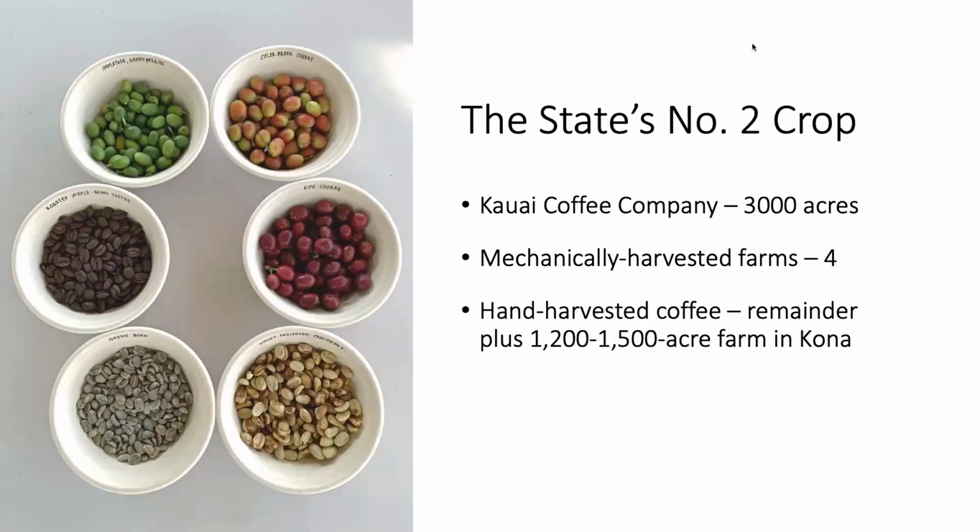Coffee is the state's number 2 most valuable agricultural commodity, followed by cattle and macadamia nuts, and trumped only by seed production. Kauai coffee has the largest acreage at about 3,000 acres in Kalaheo, Kauai, and is one of the 4 mechanically harvested farms. In comparison, the average size coffee farm is just a little over 2 acres. Besides the 4 farms, all other coffee farms are hand harvested by workers, and this includes a new 1,200 to 1,500 acre farm in Kealakekua in Kona.